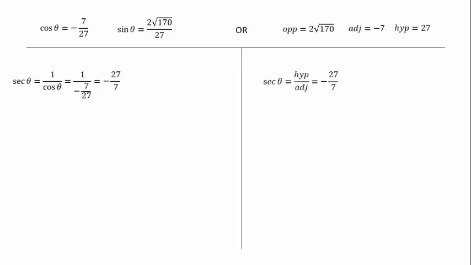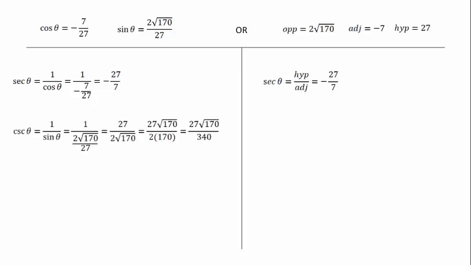An alternate way of doing this is to use right triangle trigonometry. From right triangle trigonometry, we know that secant of theta is defined to be hypotenuse over adjacent. We plug those values in from what we have, and we also get the same answer, negative 27 over 7.